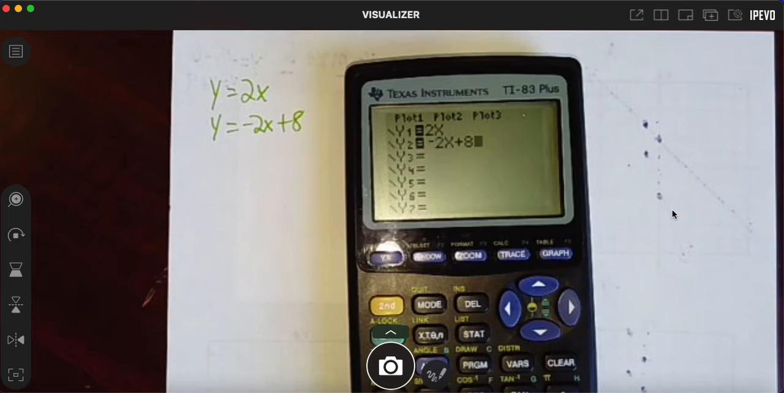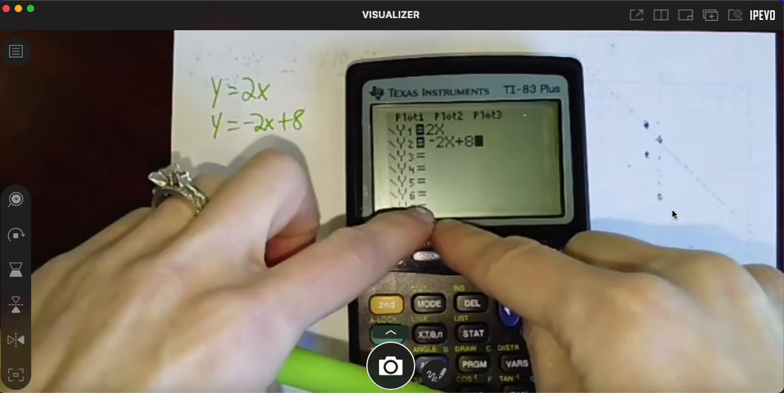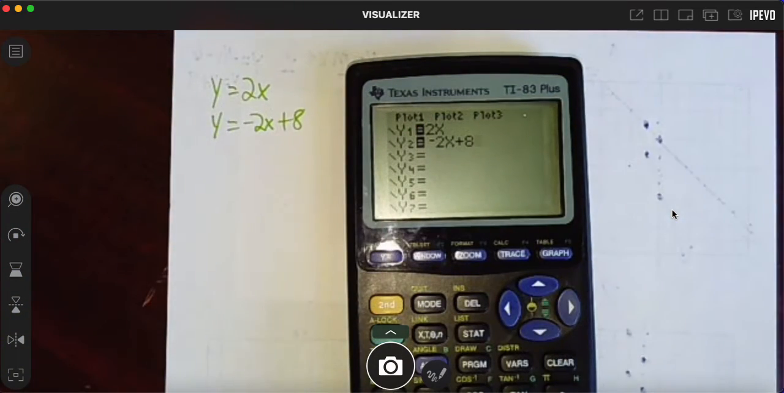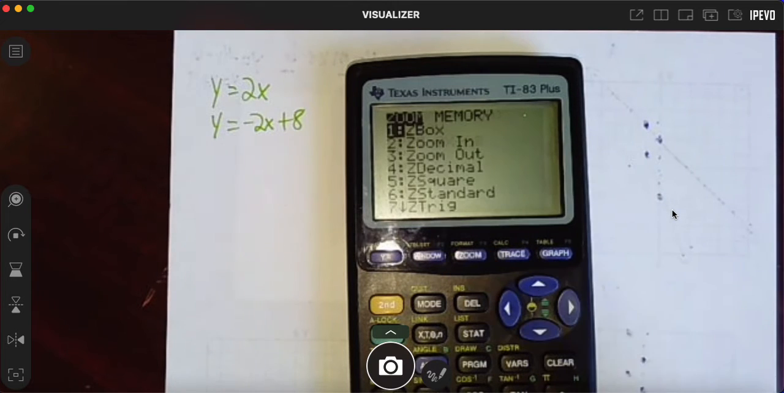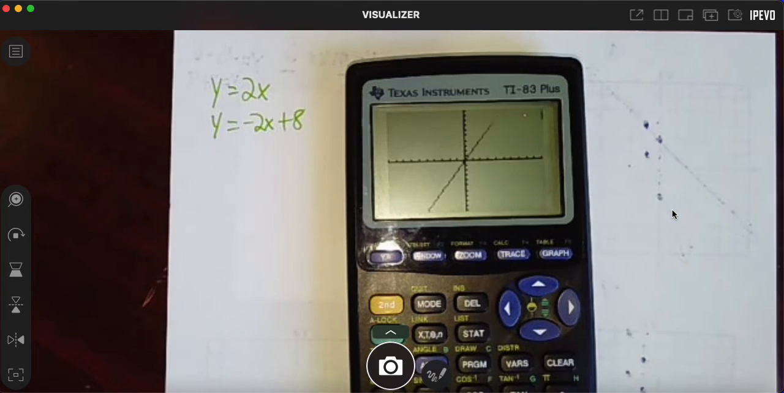There's a window right here on your calculator. And as you get older, you'll be able to change your window. Zoom 6 takes you to just a normal standard viewing window is what they call it. So just everybody press Zoom 6 for now. Zoom 6. Here's my two graphs.